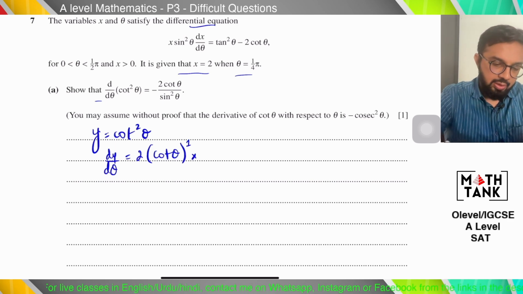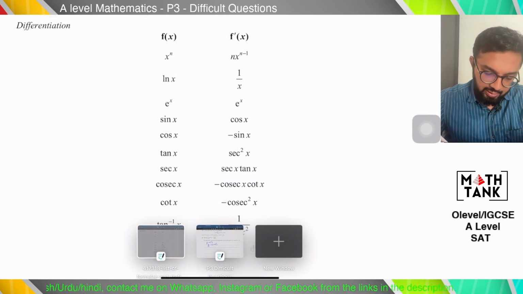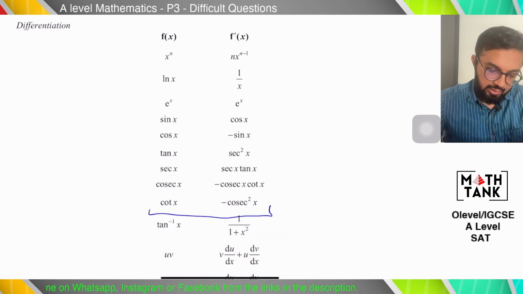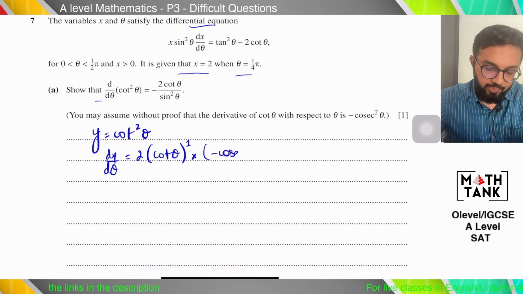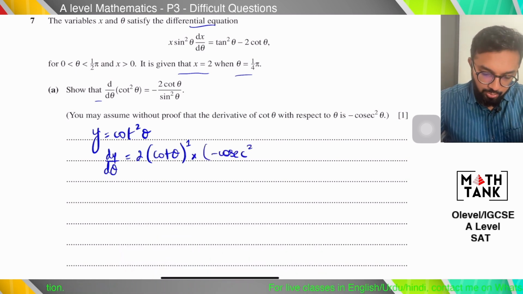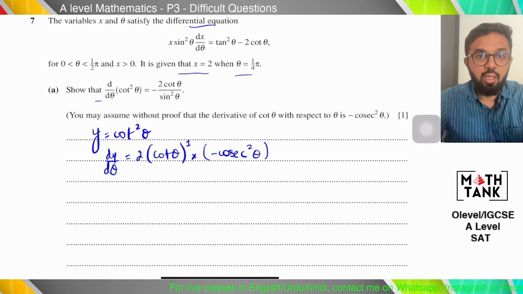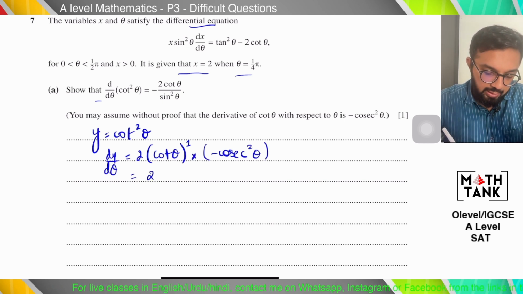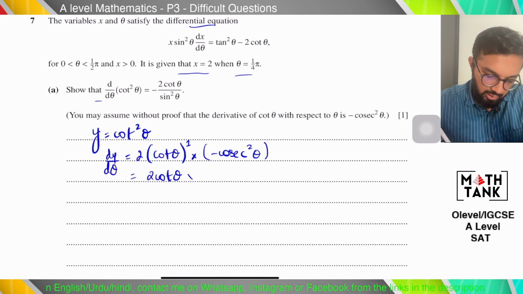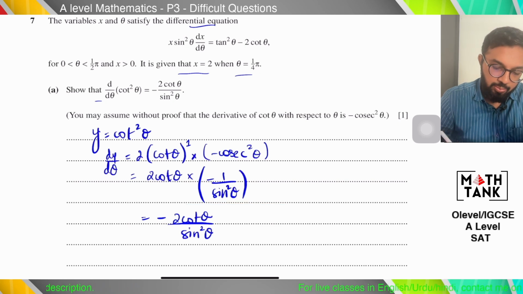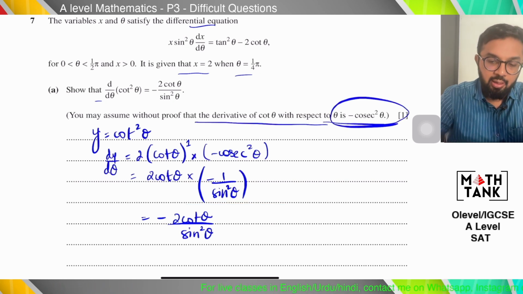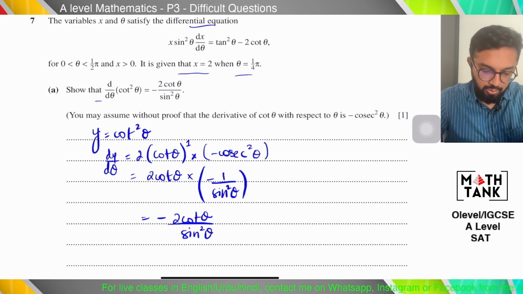Okay, and then the differential of cot theta. Now remember that these differentials that are there in the formula sheet are always useful. So there is one for cot theta, which is minus cosec square theta. In the recent past papers, it's turned out that you should know these. So minus cosec square theta should be my differential. Okay, that gives me 2 cot theta into minus 1 over sine square theta, and that should solve the problem. Minus 2 cot theta over sine square theta, which is why this is just 1 mark. You may assume that the derivative of cot theta with respect to theta is this. It's already written here as well, so I should go ahead and do that.